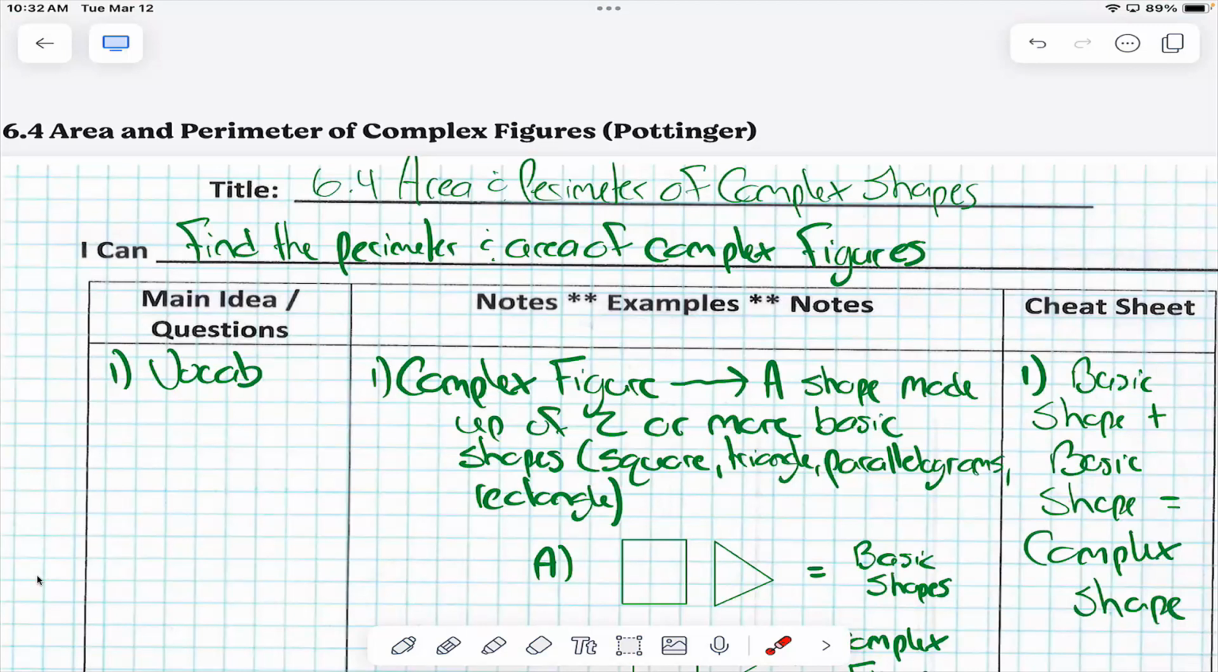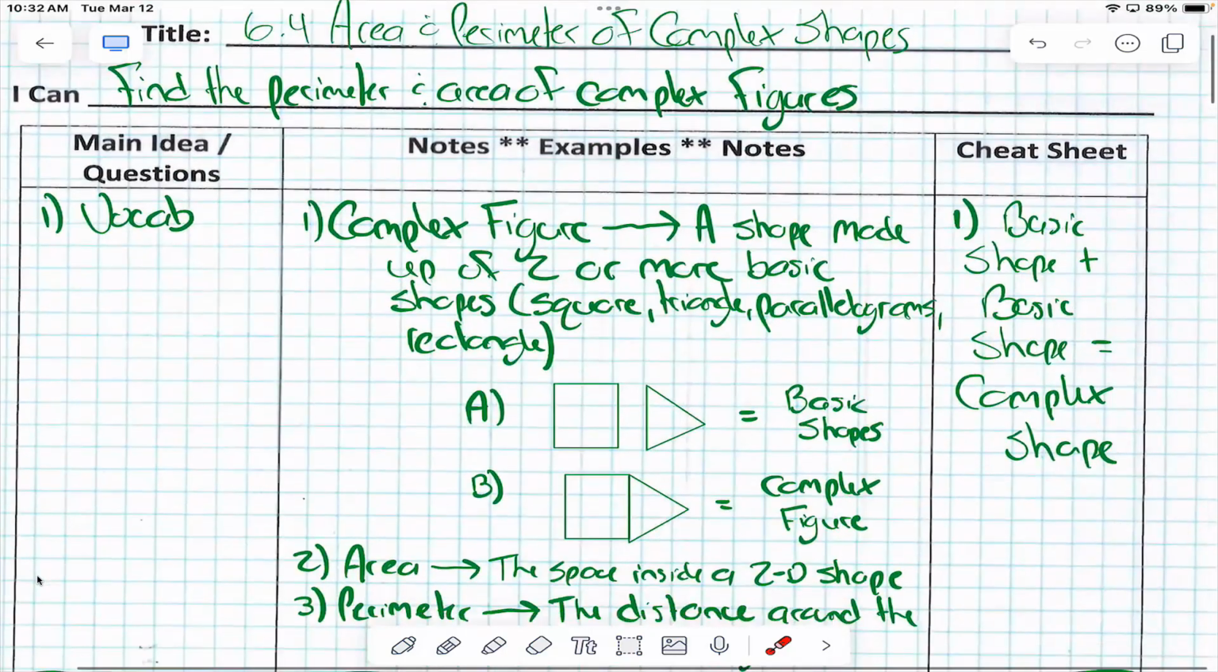6.4 area and perimeter of complex shapes, we just finished. Let's talk about it, shall we? A complex figure is a shape made up of what, everybody? Two or more basic shapes.